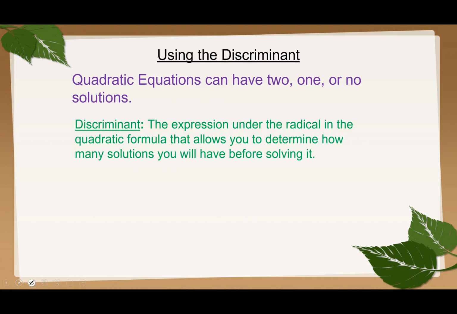Here is the definition of the discriminant. And please make sure you get this down. The discriminant is the expression, which means basically math without an equal sign. It's the expression under the radical in the quadratic formula that allows you to determine how many solutions you will have before solving it.